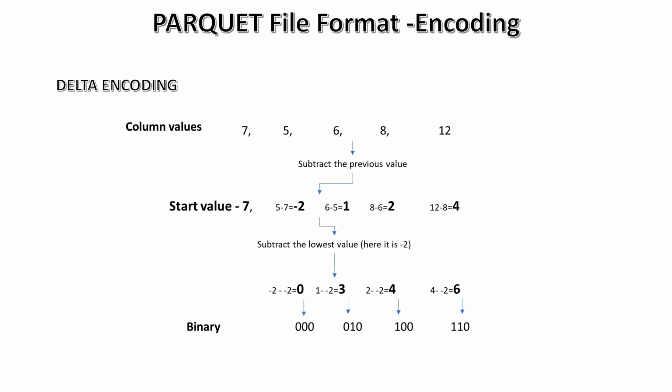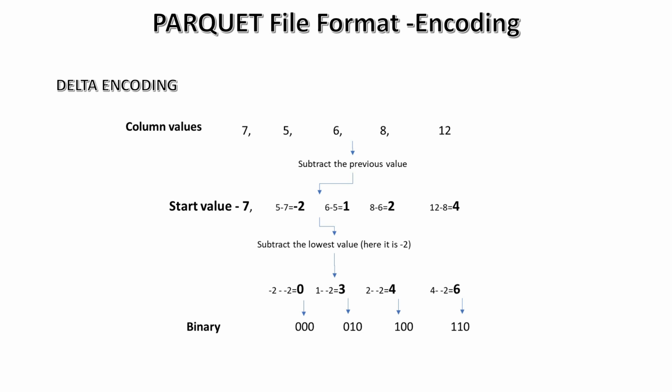But here we can see that there are negative values. To avoid that negative value, we'll take the lowest value and subtract it from all the values. Here the smallest value is minus 2. Minus 2 will be subtracted from each of the values. That means minus 2 minus minus 2, 0. 1 minus minus 2, 3. 2 minus minus 2, 4. 4 minus minus 2, 6. So we'll be storing 0, 3, 4 and 6.